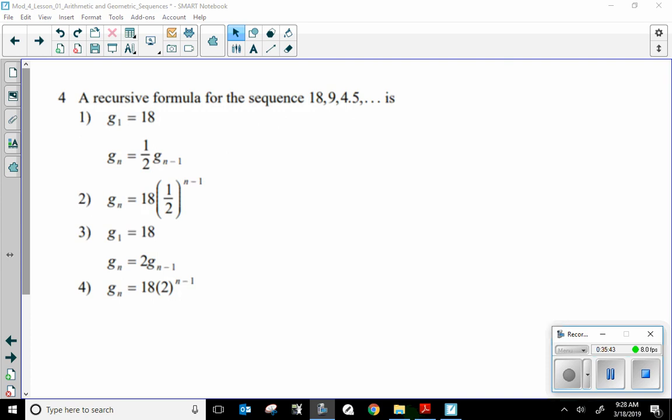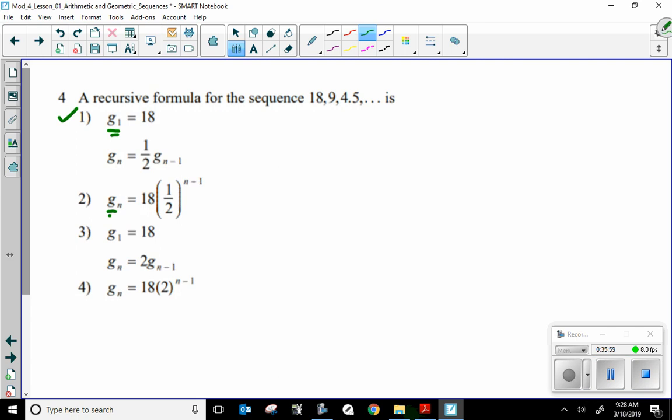And last but not least, a recursive formula for the sequence 18, 9, 4.5 is what? First of all, recursive. It needs to give me an element. It gives me an element here. Good. Possibility. Does not give me an element here. Bang. Oh, it gives me an element here. Possibility. Does not give me a first element here. Bang. It's either 1 or 3.